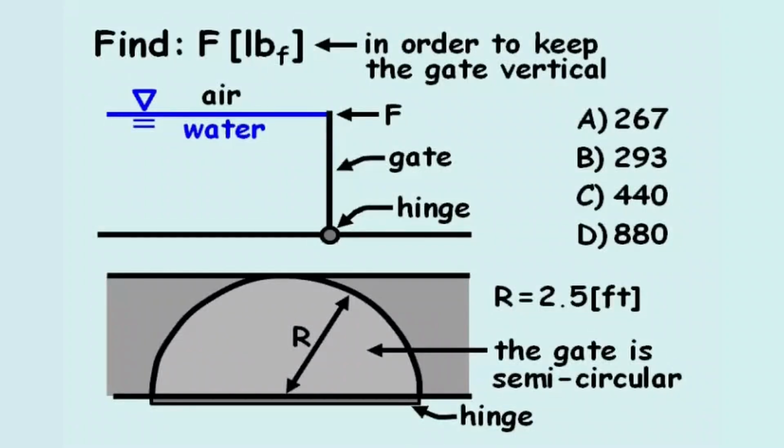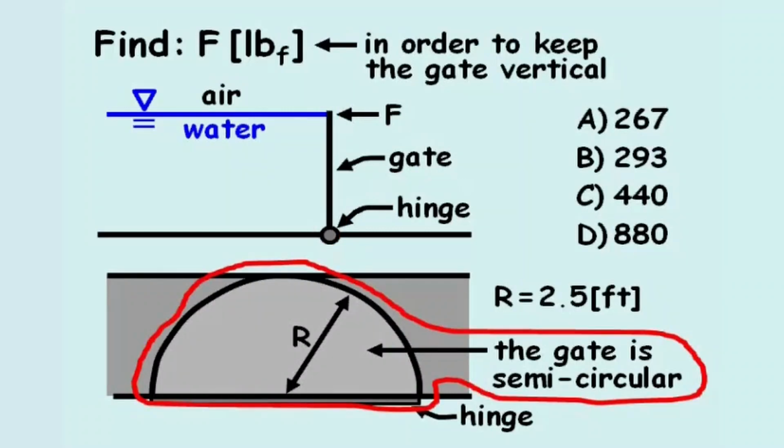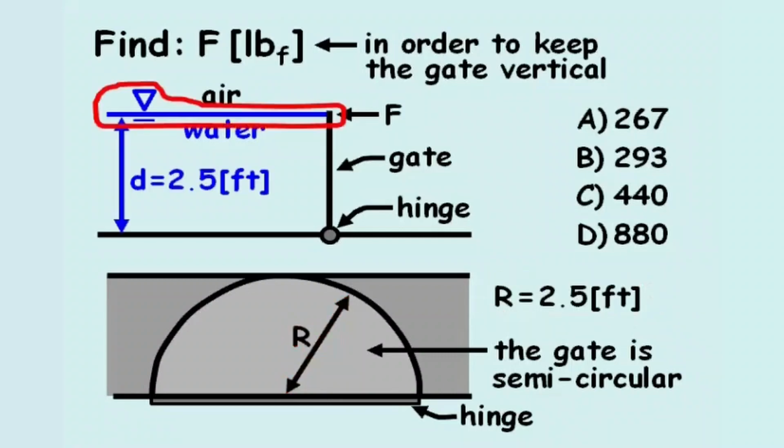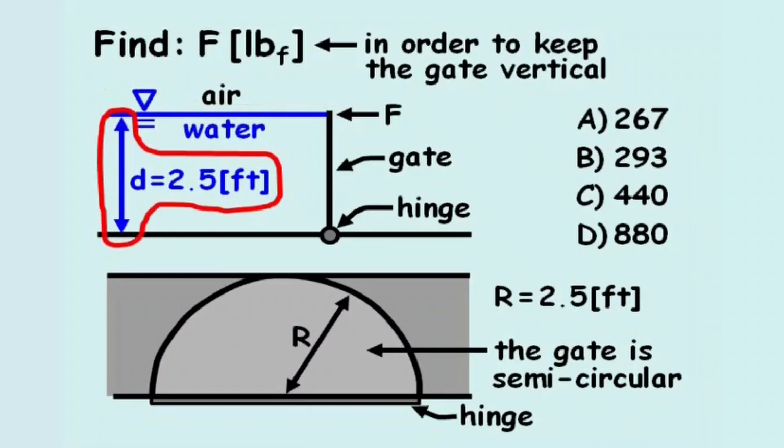Find the force F in pounds force. In this problem, a reservoir of water is held back by a gate. From the cross-section below, we notice the gate is semicircular, having a radius r equal to 2.5 feet. Since the water surface reaches the top of the gate, we know the depth of the water, d, equals 2.5 feet as well.